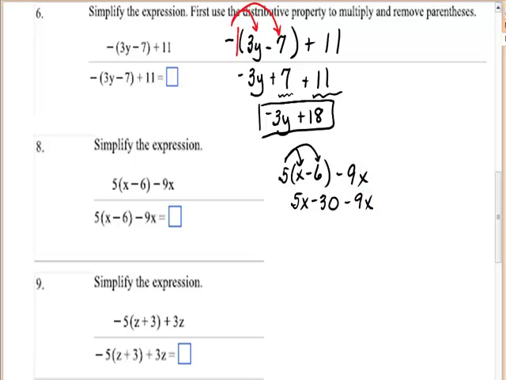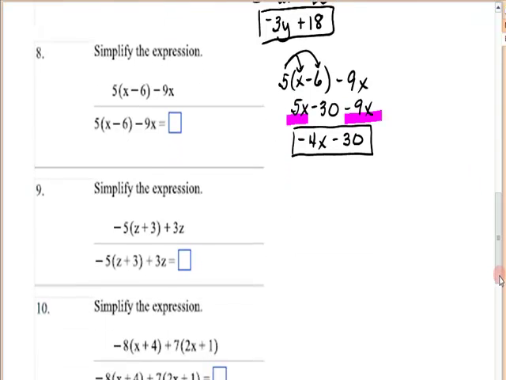Do I have any like terms? Yes, I have a positive 5x and a negative 9x. They have different signs. I subtract and keep the sign of the big one. 5x minus 9x is minus 4x. And a minus 30, that's a constant, nothing to combine with.